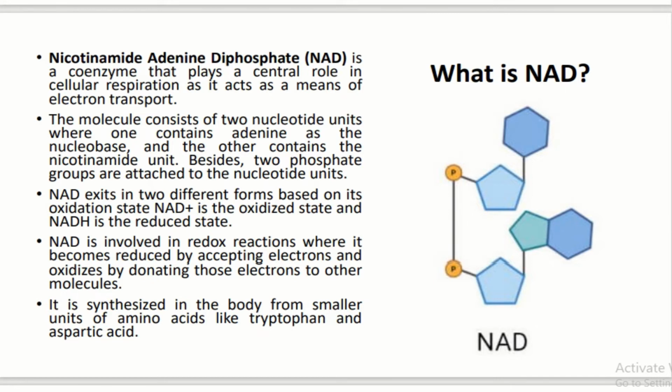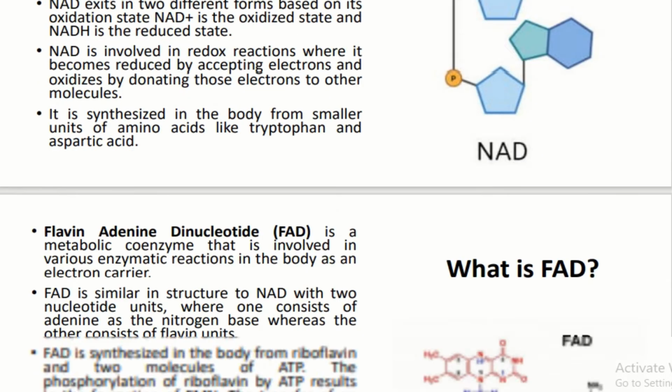NAD exists in two different forms based on its oxidation state. NAD plus is the oxidized state and NADH is the reduced state. NAD is involved in redox reactions where it becomes reduced by accepting electrons and oxidized by donating those electrons to another molecule. It is synthesized in the body from smaller units of amino acids like tryptophan and aspartic acid.